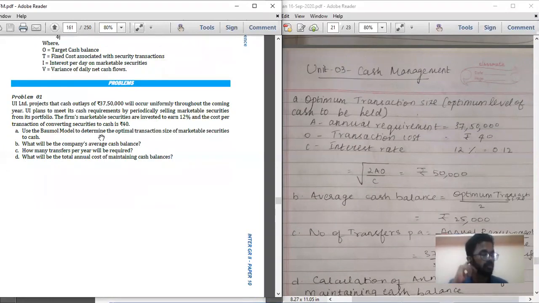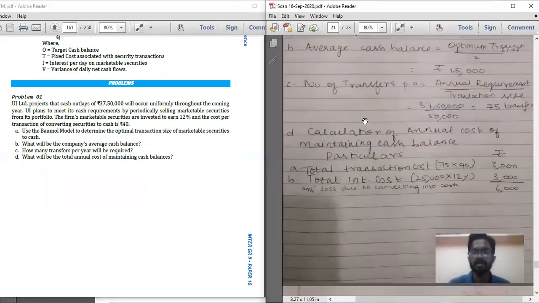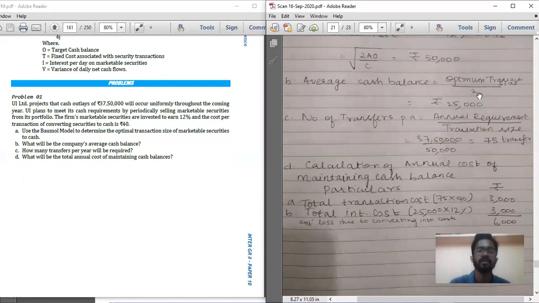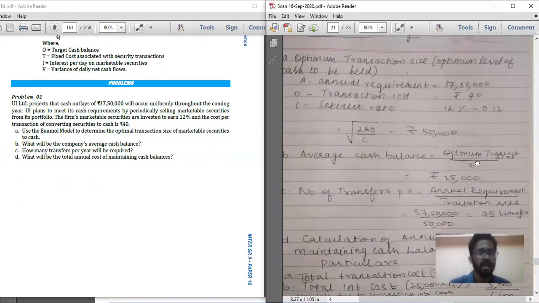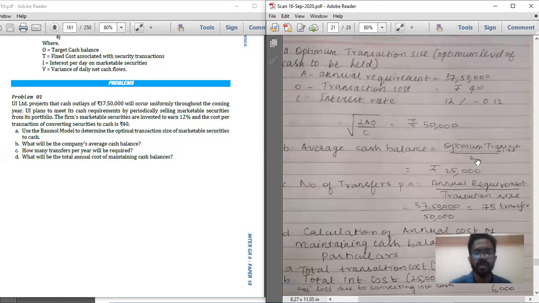Using the Baumol model, that is the EOQ model, determine the optimal transaction size of marketable securities to cash, that is, for each transaction, how much amount should be transferred. And what is the company's average cash balance? The average cash balance can be calculated by dividing the optimum transaction size by 2. And how many transfers per year will be required? That is the annual requirement, total A, 37,50,000, divided by the transaction size Q which we are finding from EOQ.